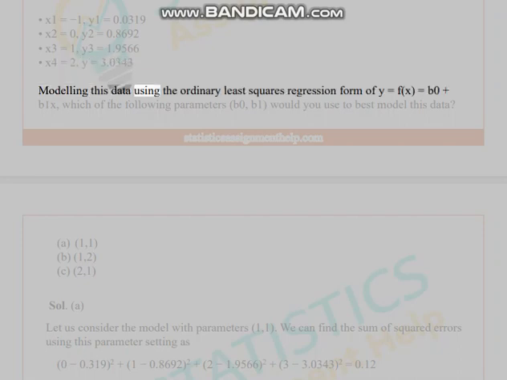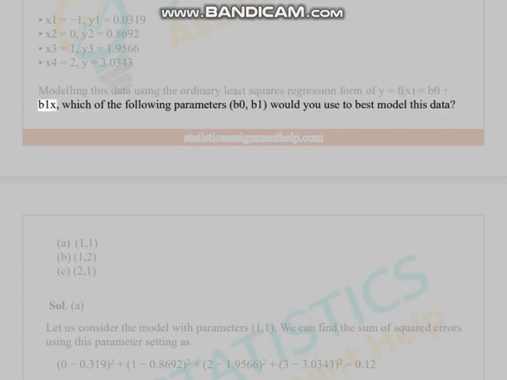Modeling this data using the ordinary least squares regression form of y equals f(x) equals b0 plus b1 x, which of the following parameters, b0, b1, would you use to best model this data? A: 1, 1. B: 1, 2. C: 2, 1.